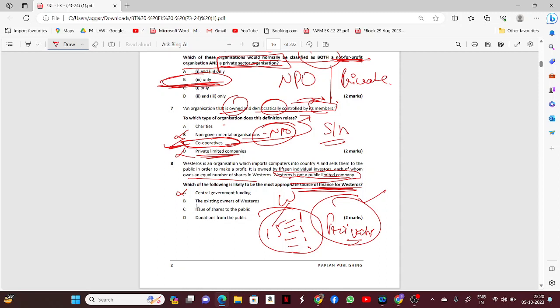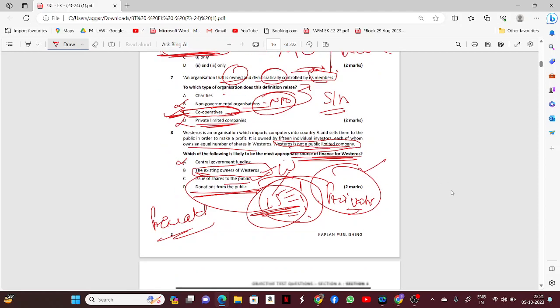Then the existing owners of the company, obviously they will be providing it, because it is a private company and they already have 15 shareholders with them, so obviously they'll be taking money from them. Issue of shares to the public, it won't be able to do that because it is not a public limited company. Donations from the public, why would the public donate to a random private limited company, right? So that is the reason the existing owners of the company will definitely provide the funds, right?